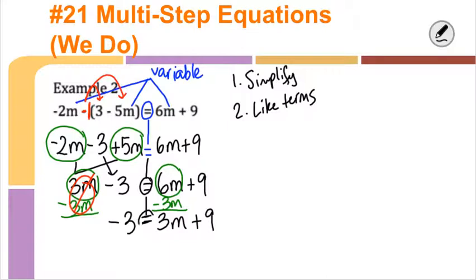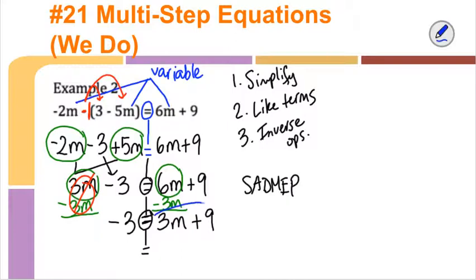Okay? Now, I'm down to a two-step equation, so I can use inverse operations. Okay? So I use SADMAP. I start on the side of the variable. I see 3m plus 9. Do I see subtraction? No. Do I see addition? Yes. The 9 is being added, so I'm going to subtract it. I have to subtract it on the other side now. So that creates a zero pair.